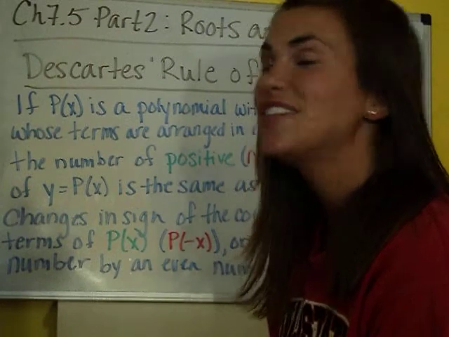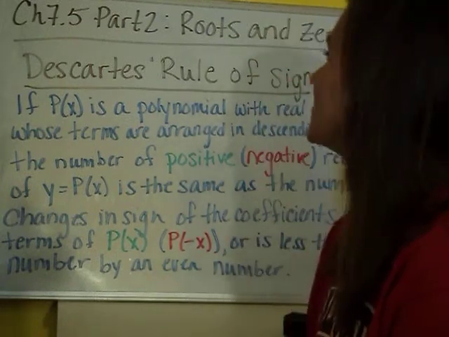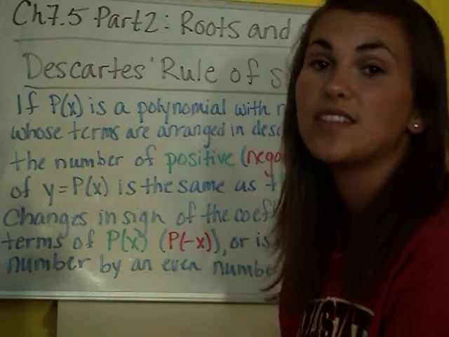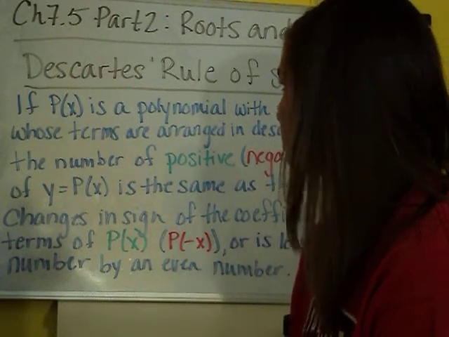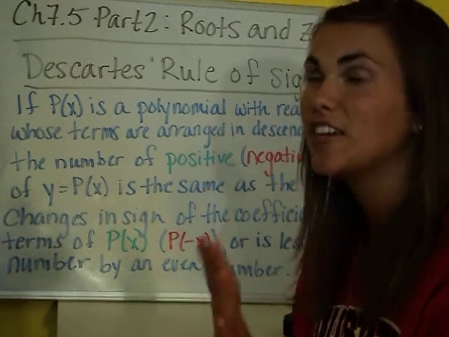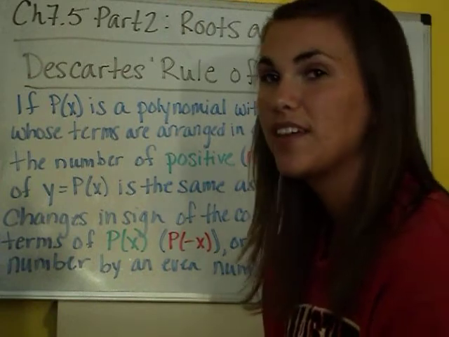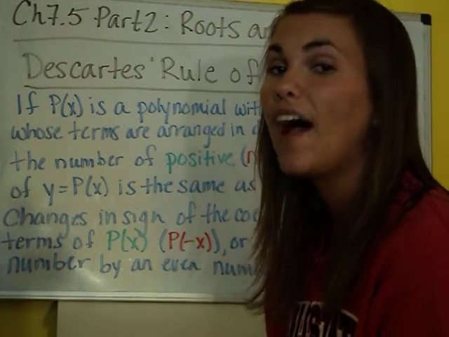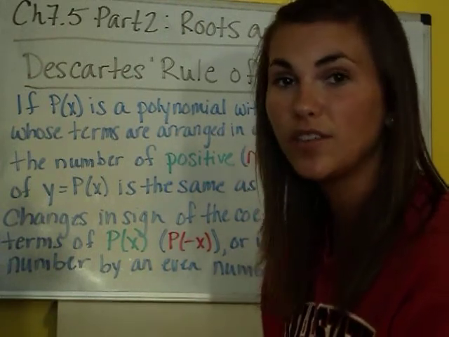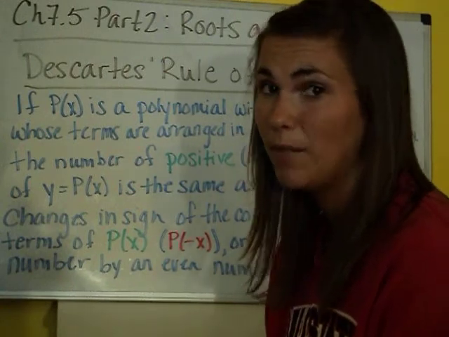Today we are going to start Chapter 7.5, Part 2, and this is continuing our section with roots and zeros. Starting with Descartes' Rule of Signs, who was a very smart mathematician way back in the day, and he came up with this rule that helped you decide how many real zeros, positive zeros, and how many real negative zeros you would get in a polynomial.